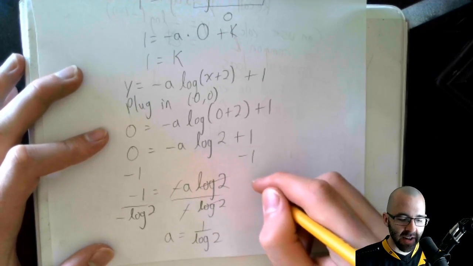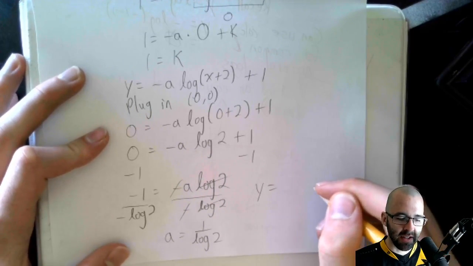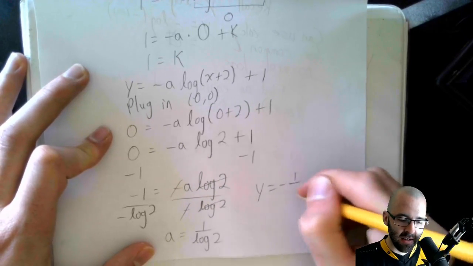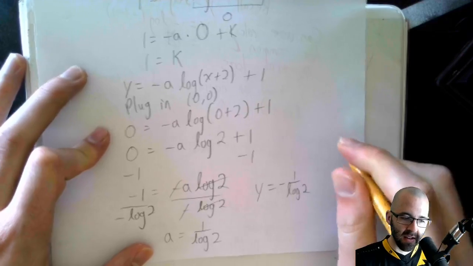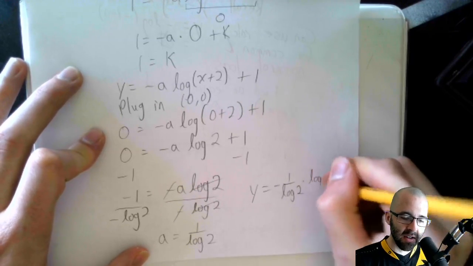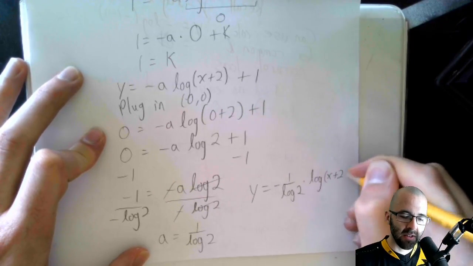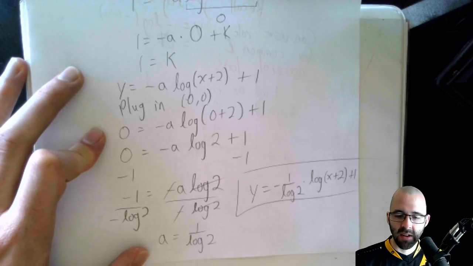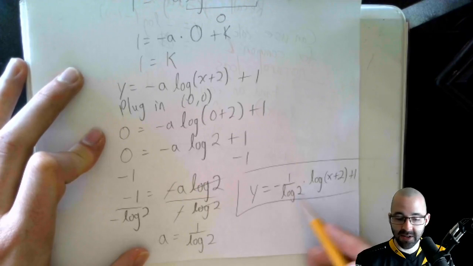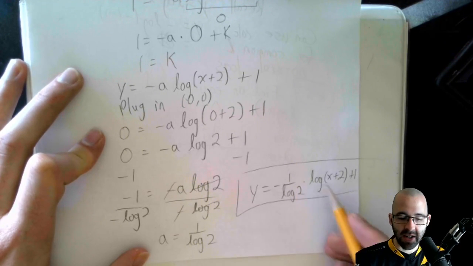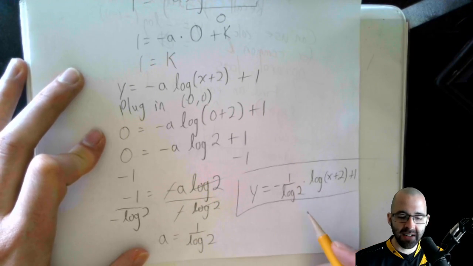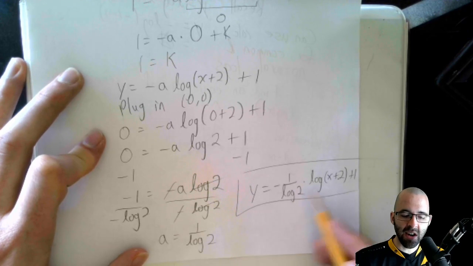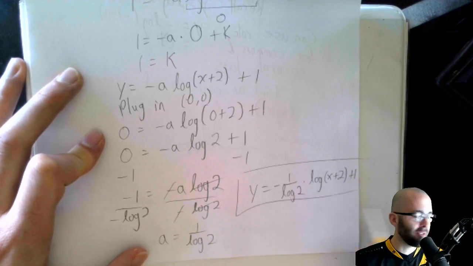So what's our final answer? We get y is equal to negative a times the common log of x plus 2 plus k, which is 1. And you cannot cancel these. These do not cancel. They do not combine. We'll talk about what you can do with these on Monday.